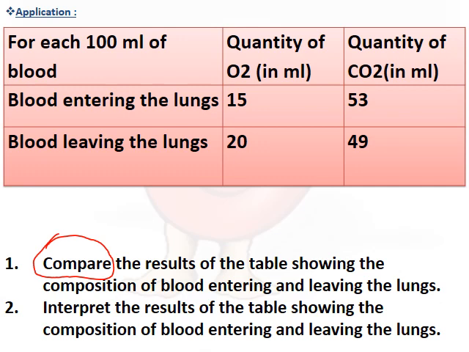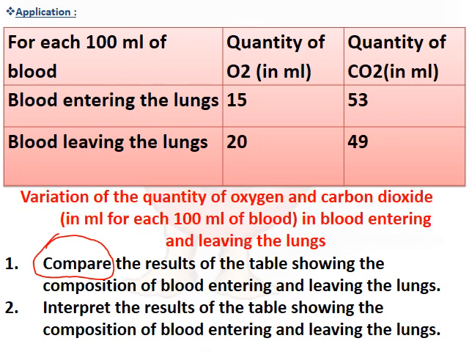As you see here, compare the results on the table showing the composition of blood entering and blood leaving the lungs. We can see here that blood entering the lungs contains less oxygen than blood leaving the lungs, which is 20, and the blood leaving the lungs has a higher amount of oxygen than the blood entering. Why? The blood entering the lungs contains more carbon dioxide, which is 53, than the blood leaving, which contains 49. This table shows the variation of the quantity of oxygen and carbon dioxide in blood entering and blood leaving.